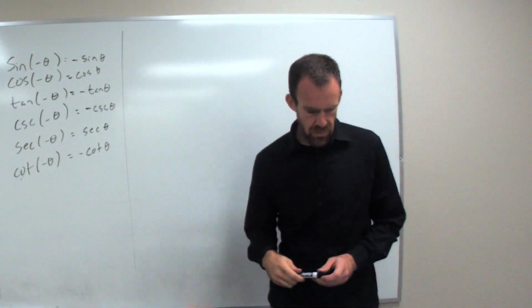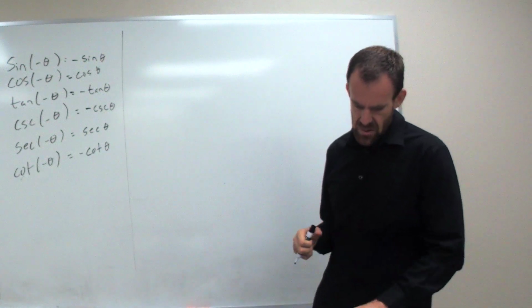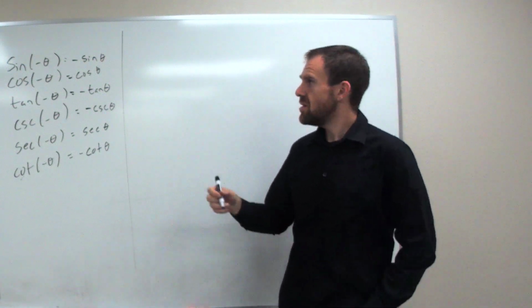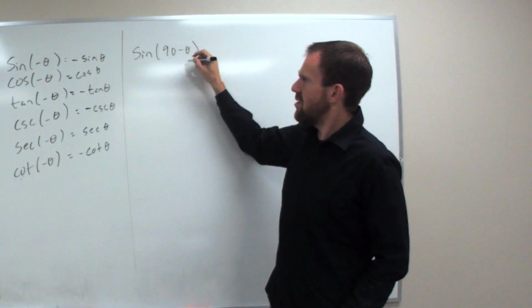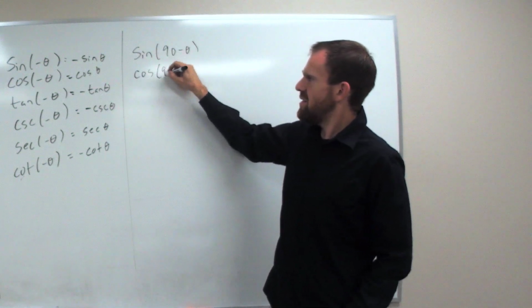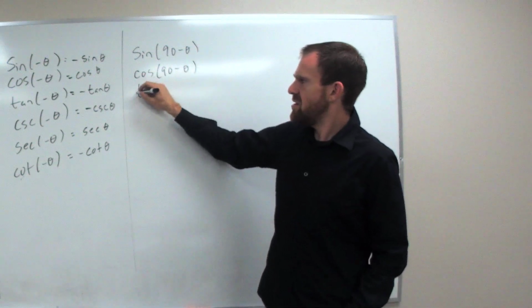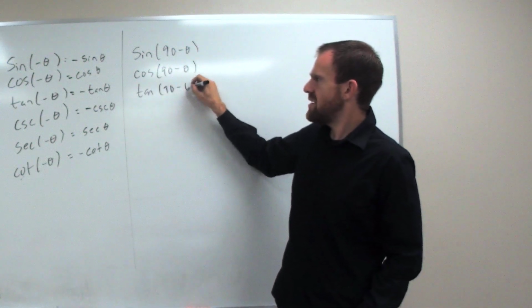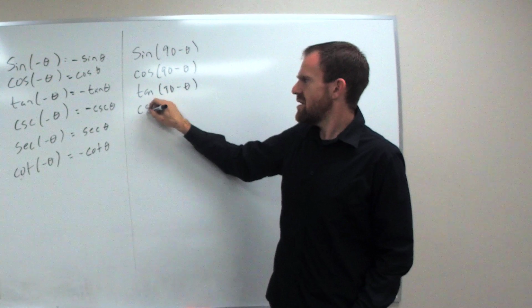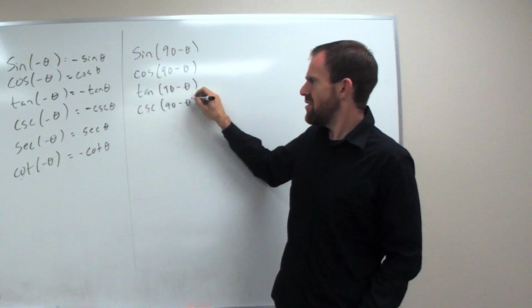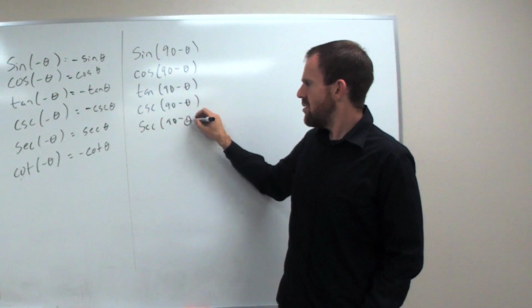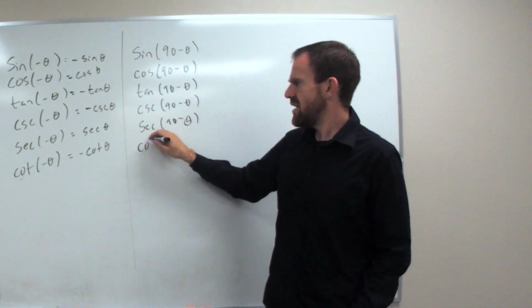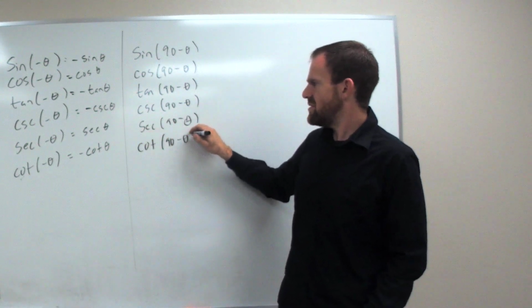So, we have cofunctions, which is when you have sine of 90 minus the angle, cosine of 90 minus the angle, tangent 90 minus the angle, cosecant 90 minus the angle. This is so fun. Secant 90 minus the angle. That's weird. And cotangent 90 minus the angle.